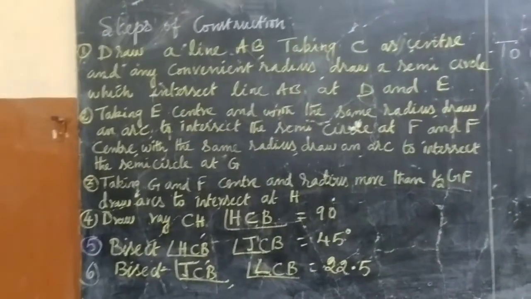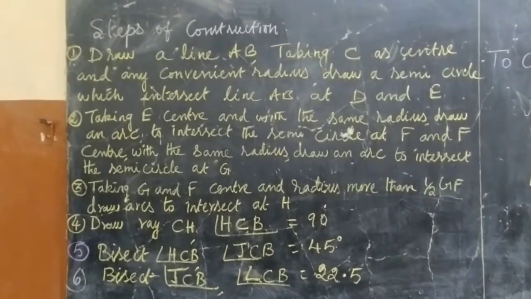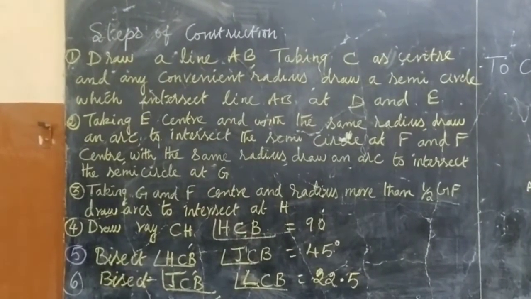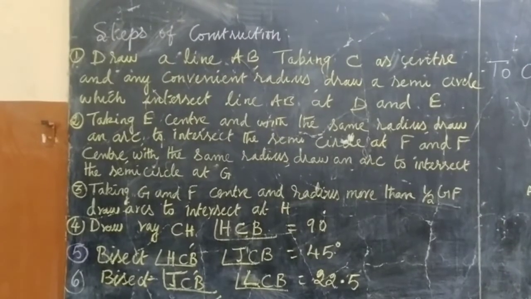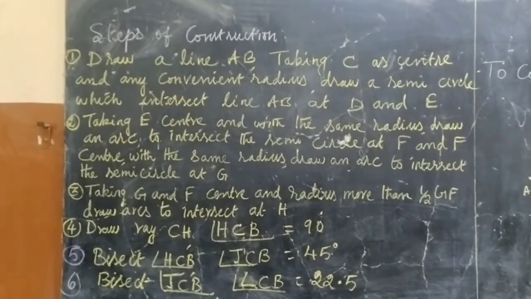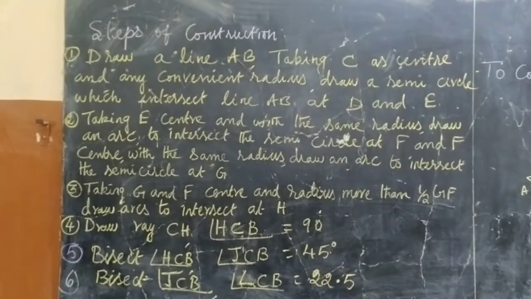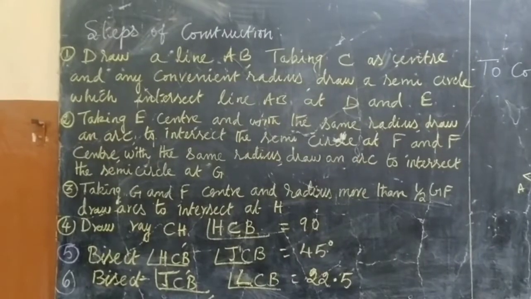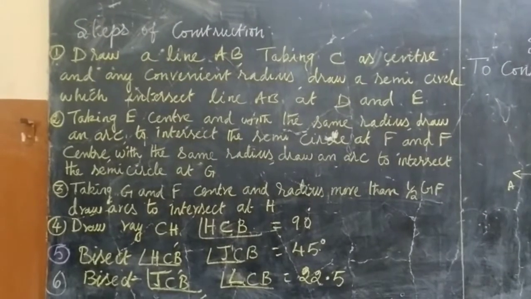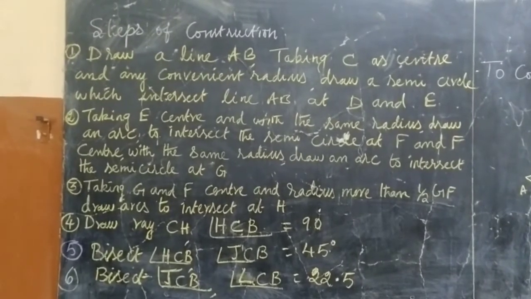Let us see the steps of construction. First point is draw a line AB, taking C as center and any convenient radius, draw a semicircle which intersects line AB at D and E. Second point is taking E center and with the same radius, draw an arc to intersect the semicircle at F, and F center with the same radius, draw an arc to intersect the semicircle at G. Taking G and F center and radius more than half of GF, draw arcs to intersect at H. Draw ray CH. Angle HCB is 90 degree.